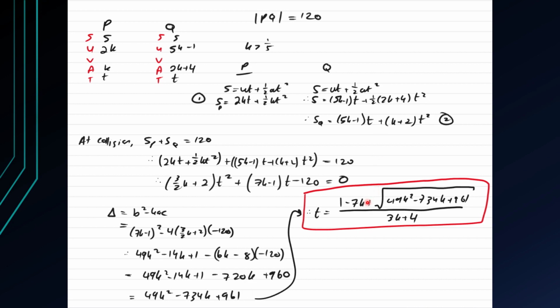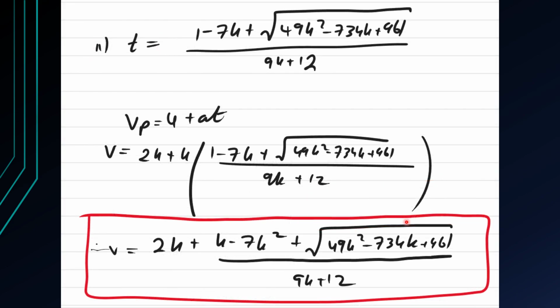And then after, you just do negative b, so that's 1 minus 7k, or minus 7k plus 1, doesn't really matter. And divide by 2 times a, which is 3k plus 4, after you multiply out. So the time taken is (1 minus 7k plus the square root of 49k squared minus 734k plus 961) divided by 3k plus 4. Now the second part is to find out when they collide a third of the way through the journey.